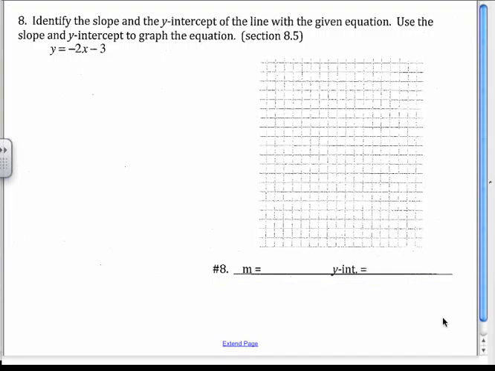Okay guys, problem number 8 for the review. It says identify the slope and the y-intercept of the line with the given equation. Use the slope and y-intercept to graph the equation.